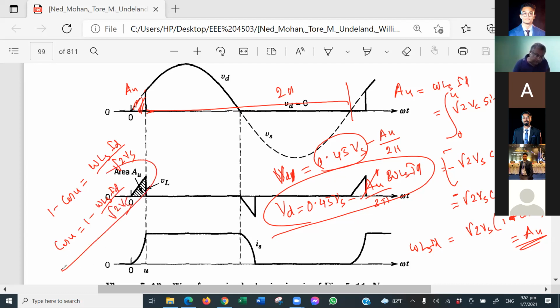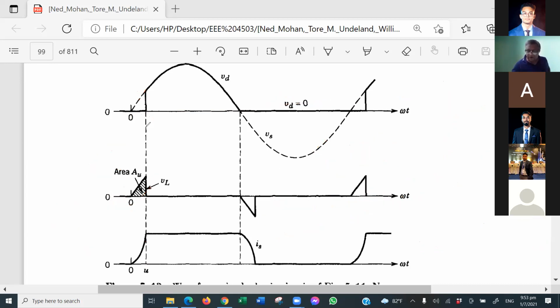So from this equation you can always find the commutation angle. That means the delay angle, this angle, look here, this angle. You got my point? Yes, sir. Can you remember these things? I have already taught you slightly. Yes, sir. Slightly. Okay, coming back.